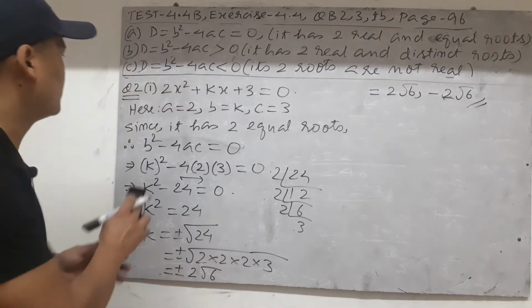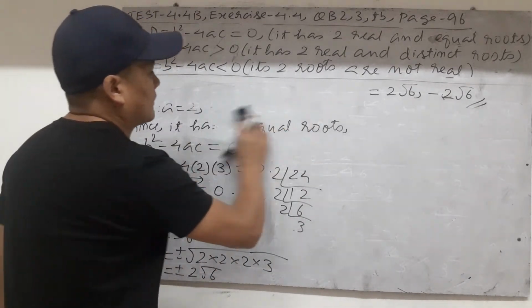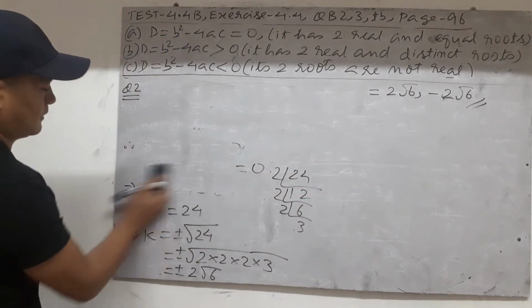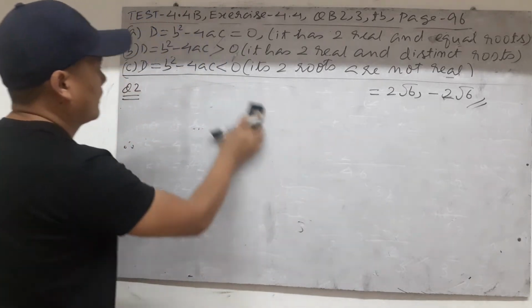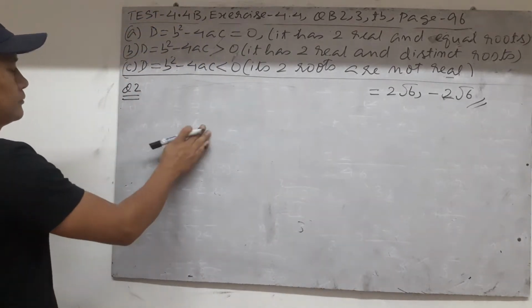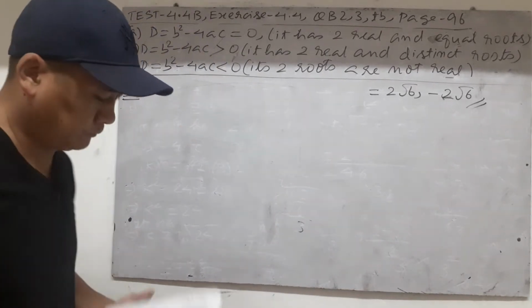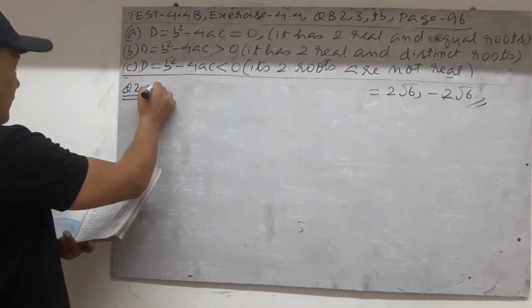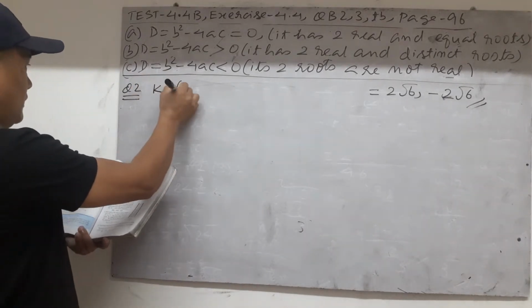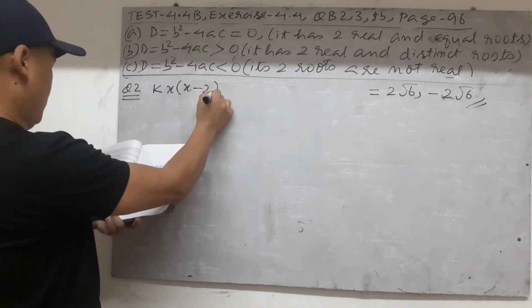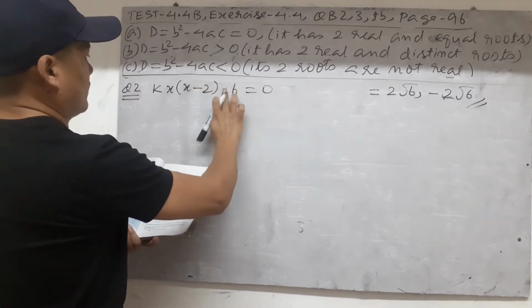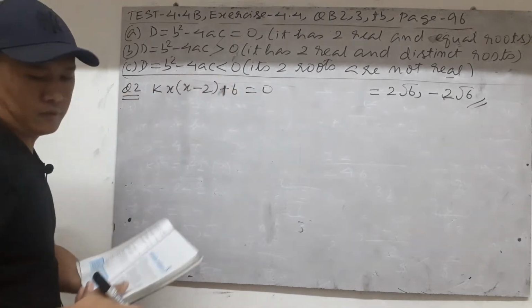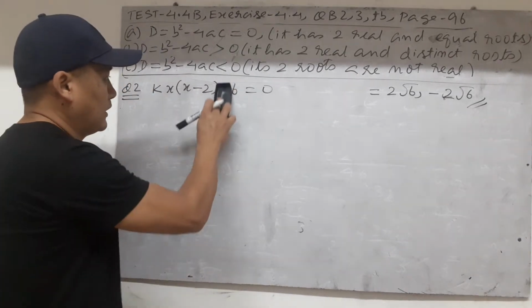The next one, number 2. Let's do the second one. So second one is, we have here kx into x minus 2 plus 6 equals 0. So this, we have to simplify a little bit, rearrange.